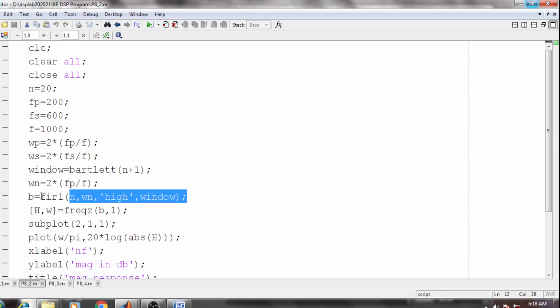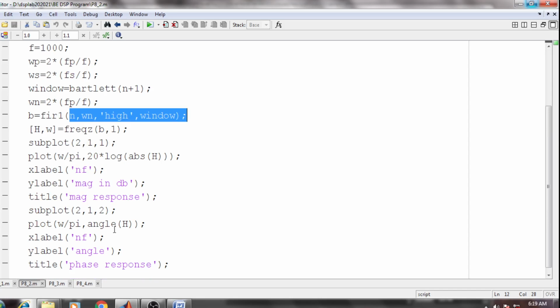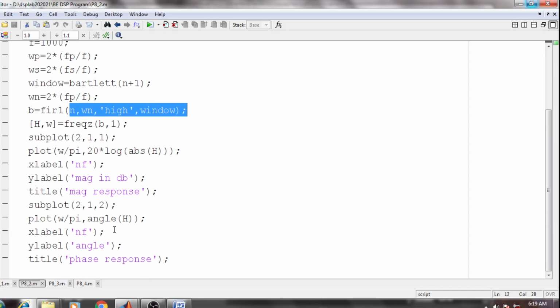So the FIR filter is declared as fir1. The b coefficients get calculated. Once you pass them to the frequency response function, you will get the magnitude and phase, and the magnitude and phase plots are plotted. I hope it is very similar to your earlier one. So I directly go for running the experiment.